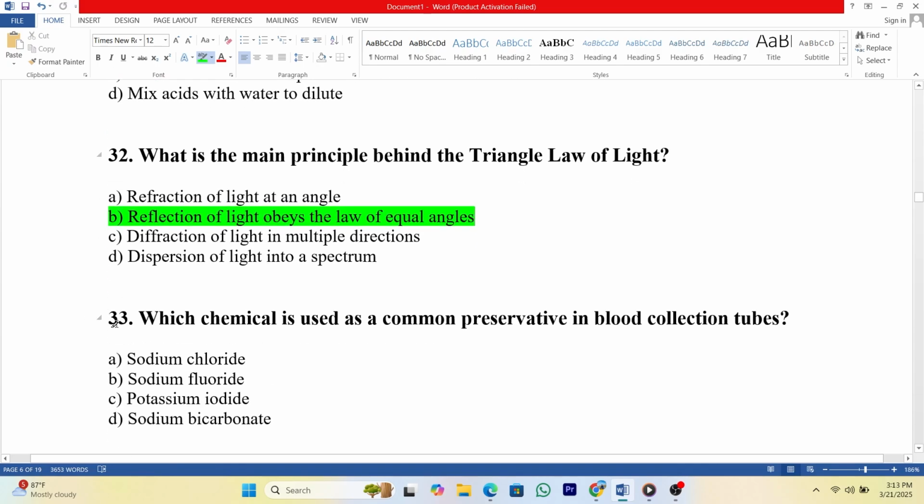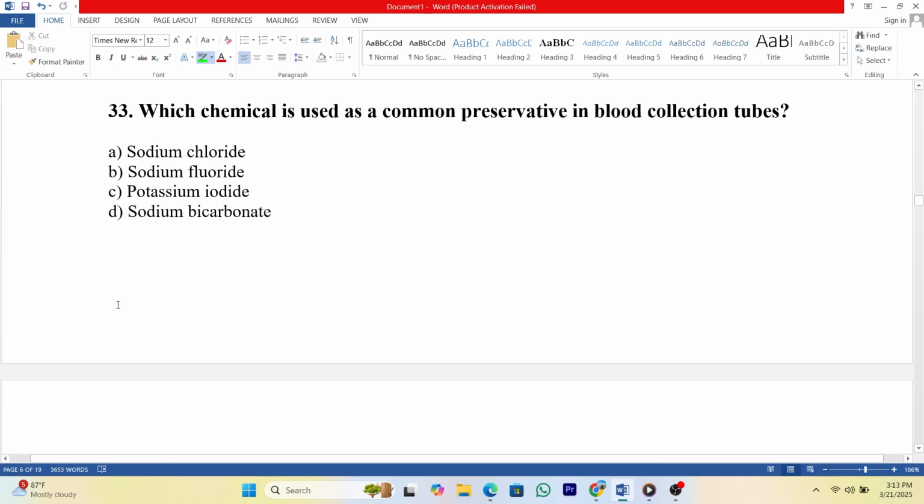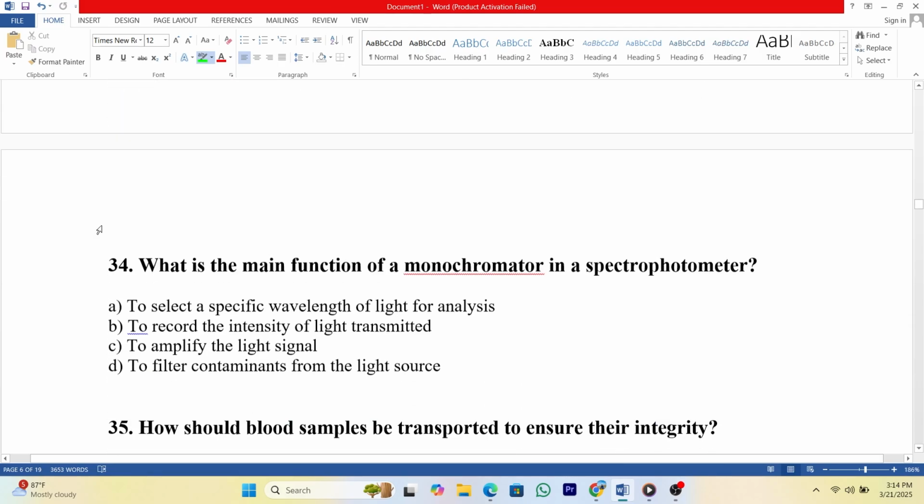33. Which chemical is used as a common preservative in blood collection tubes? A. Sodium chloride. B. Sodium fluoride. C. Potassium iodide. D. Sodium bicarbonate. Answer, B. Sodium fluoride.